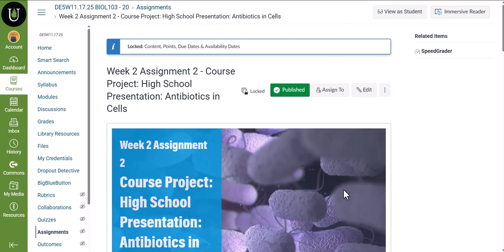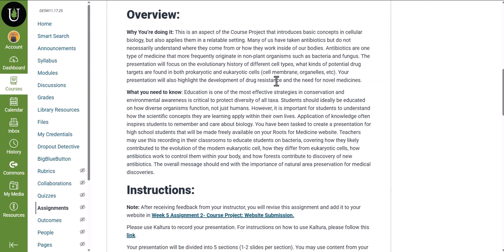Your next assignment is a presentation on antibiotics to a high school audience. You're going to focus on the different types of cells and their evolutionary history. You're going to look at potential drug targets that are found in both prokaryotic and eukaryotic cells. When we talk about drug targets, we're essentially saying, where does that drug go? What does it interact with?